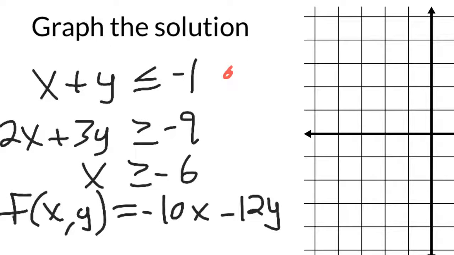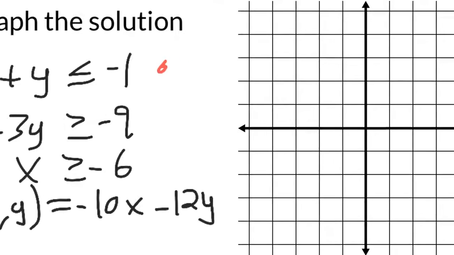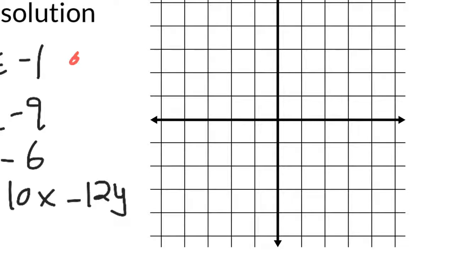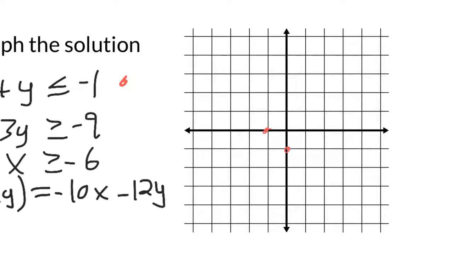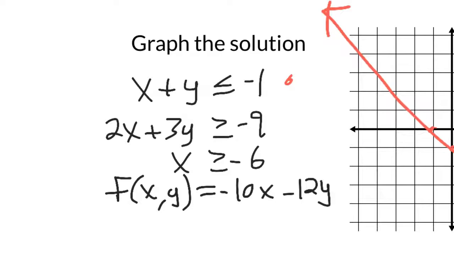So graphing this first line, x plus y is less than or equal to -1. X-intercept of -1, y-intercept of -1. It's done by that cover-up method. And then since it says or equal to, I'm going to make a solid line through those points. Ugh, that's not so good. Then we'll graph this one too.